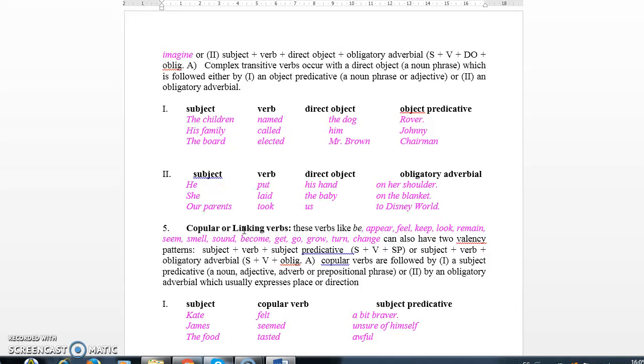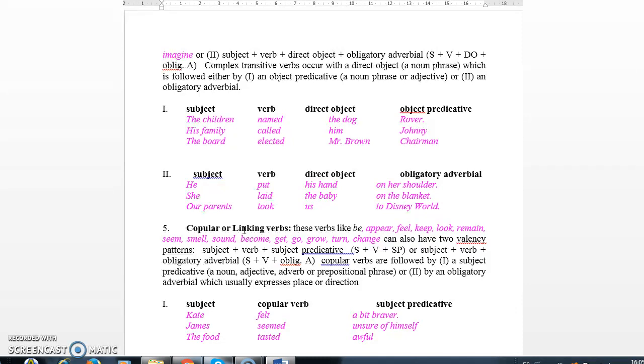Or you can have an obligatory adverbial. And this also goes with very few verbs. You don't often have a verb where you need an obligatory adverbial. But here, for example, if I say he put his hand on her shoulder, the direct object would be his hand. The verb is put, and if you use the verb put, you need to know where he put his hand, yes? And here the obligatory adverbial would be on her shoulder.